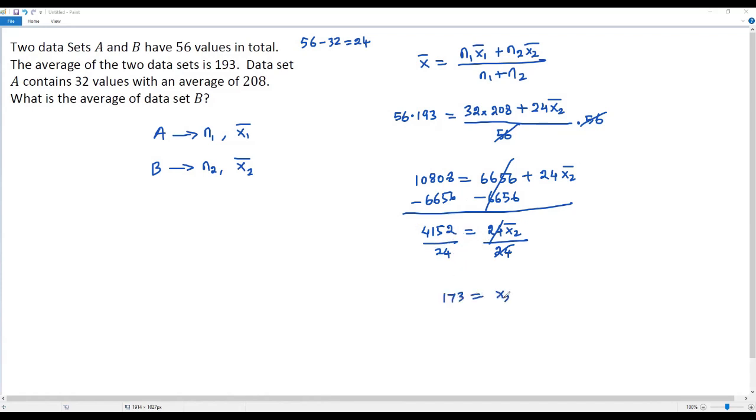On the right side, we have x2 bar. Okay, here I got the value of x2 bar. That is the average of data set B. That is 173.